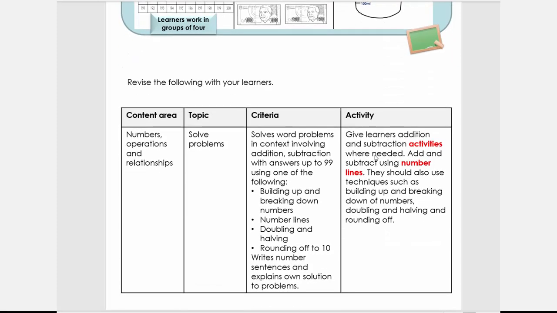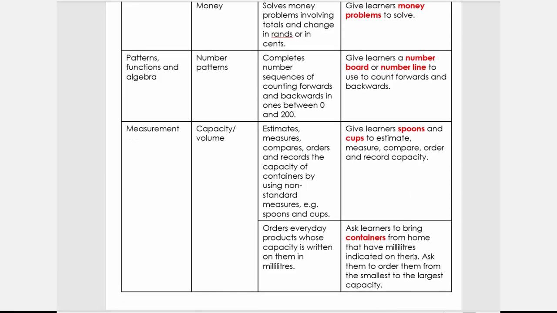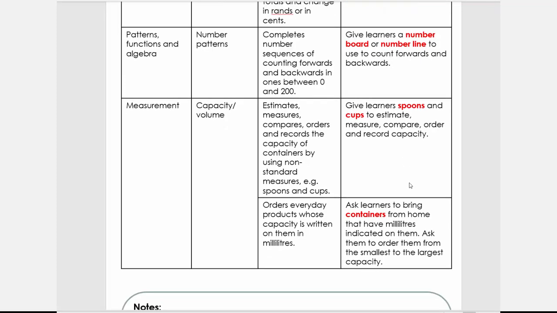Then just to summarize, we're going to do some activities where we're going to add and subtract on number lines. Again, remember number lines you need to draw in front of your child. Then we're going to look at money problems. We're going to need some spoons, cups, and containers to do some measurement activities.